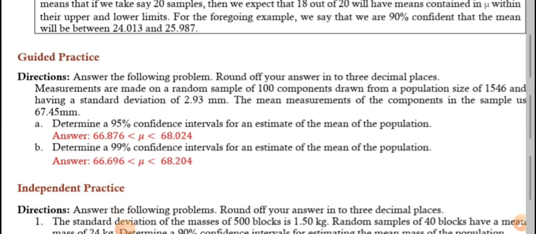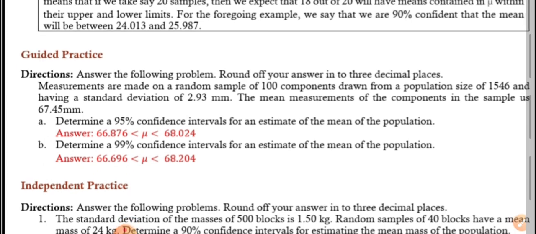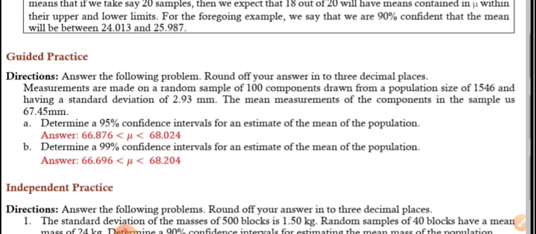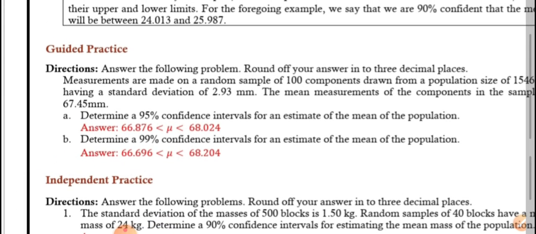Answer the following problems. Round off your answer into 3 decimal places. Measurements are made on random sample of 100 components drawn from a population size of 1,546 and having a standard deviation of 2.93 mm. The mean measurements of the components in the sample is 67.45 mm. Determine a 95% confidence intervals for an estimate of the mean of the population. Okay.